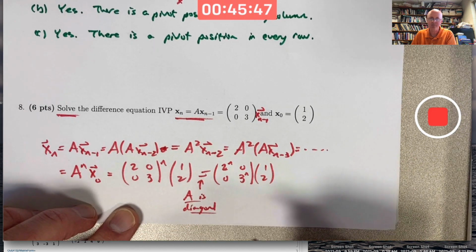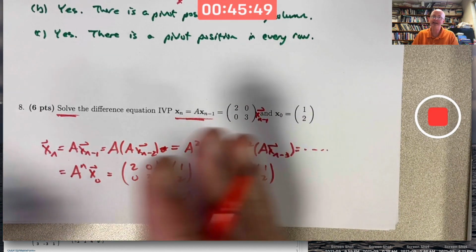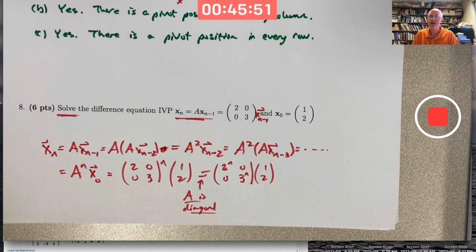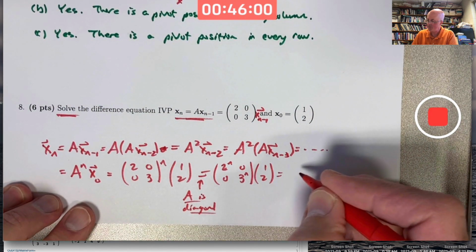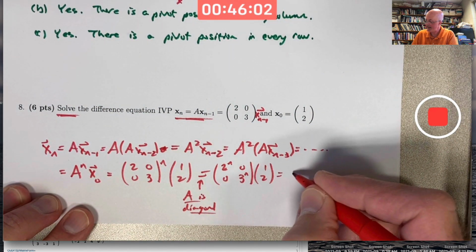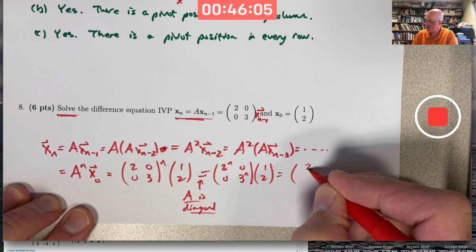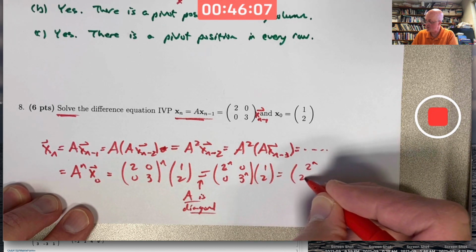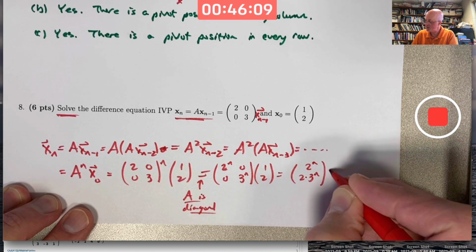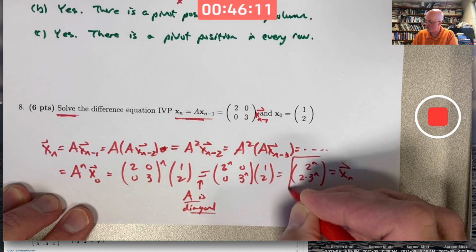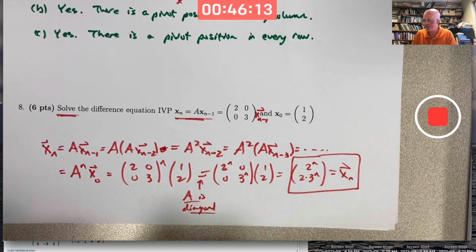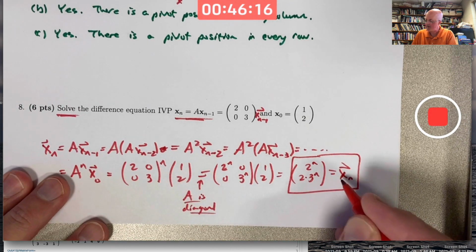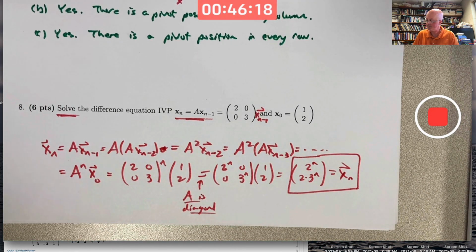Since A is diagonal. When it's not diagonal, it gets complicated. That gets into content for exams 3 or 4 that we end up doing related to something called diagonalization. It's not a topic yet. Simplify this by multiplying it out. 2 to the n times 1 is just 2 to the n, and 3 to the n times 2 is just 2 times 3 to the n. So there's your solution. There's a direct formula for the vector x_n. That's what we mean to solve that difference equation.